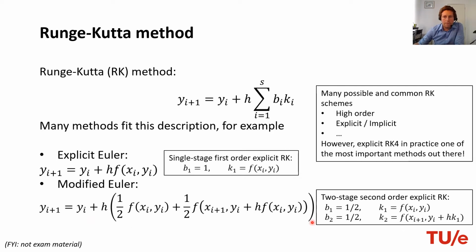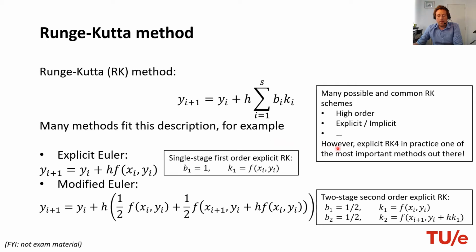Now, there are many possible and many common Runge-Kutta schemes. You can actually come up with an infinite amount of Runge-Kutta schemes if you want. You can keep on adding more and more stages. There are Runge-Kutta schemes of relatively low order, like explicit Euler, which is first order, but they can go up to very high orders of accuracy. You have explicit Runge-Kutta schemes, implicit Runge-Kutta schemes. So there's really a wide range of Runge-Kutta schemes in literature.